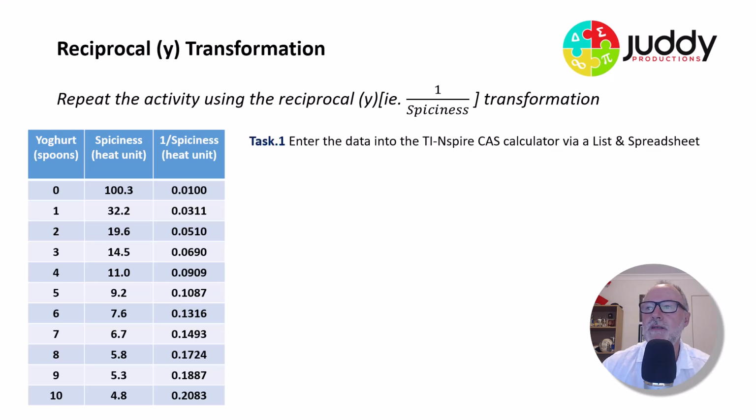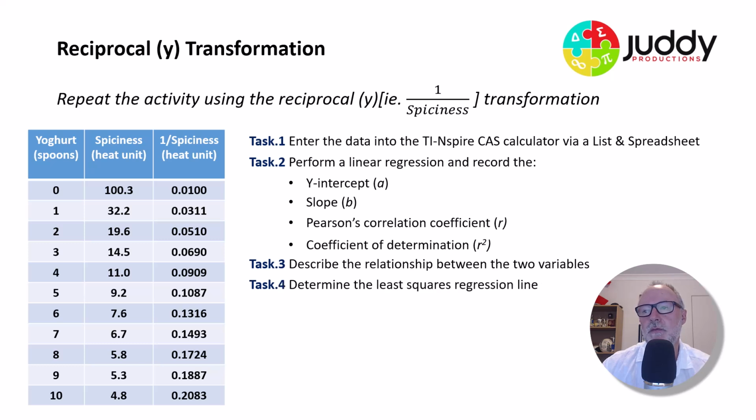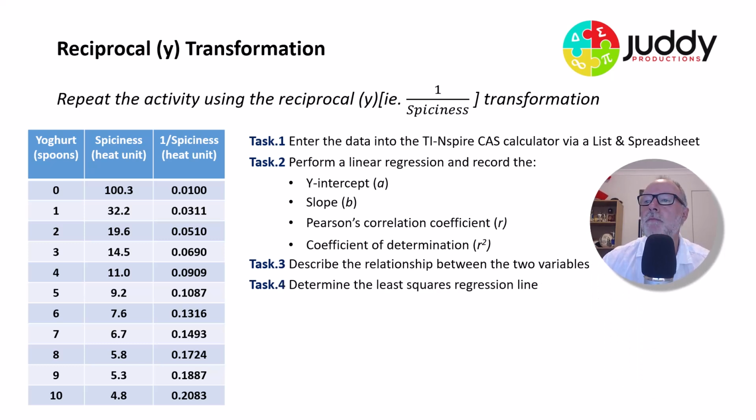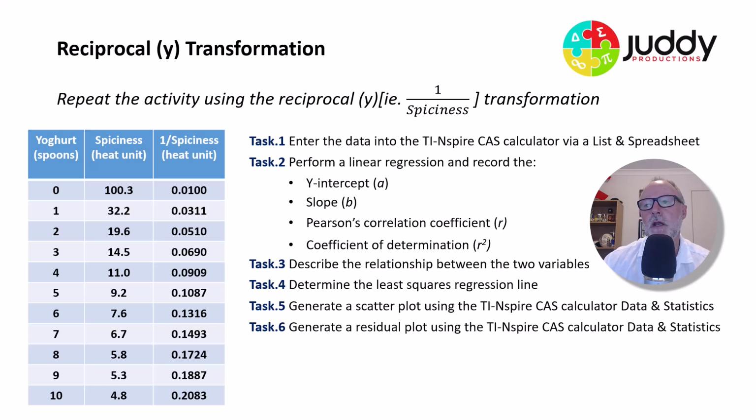That is, number 1, enter the data in the TI Nspire CAS calculator. Number 2, perform a linear regression to determine the following quantities. Number 3, describe the relationship between the two variables. Task number 4, determine the least squares regression line. Task number 5, generate a scatter plot using the TI Nspire CAS calculator. Task number 6, generate a residual plot, also using the TI Nspire CAS calculator. And finally, task number 7, perform a residual analysis. Let's now use our TI Nspire to undertake these 7 tasks.